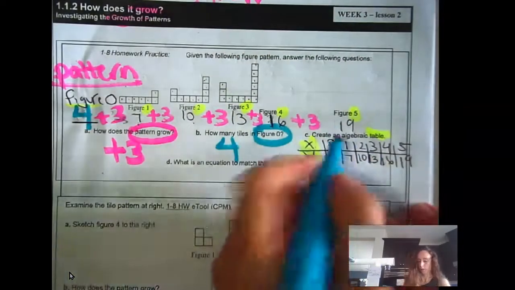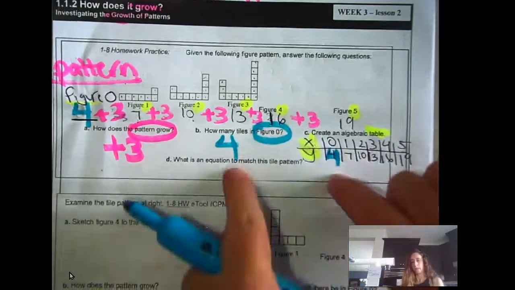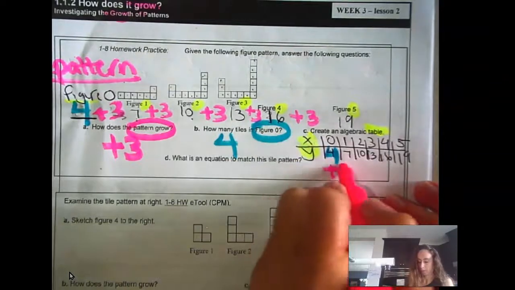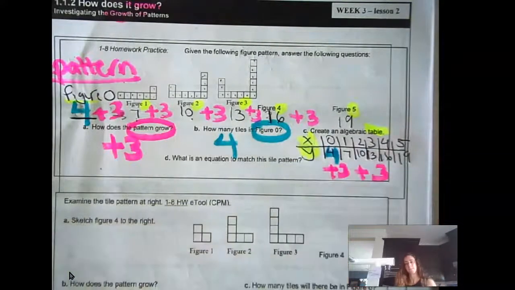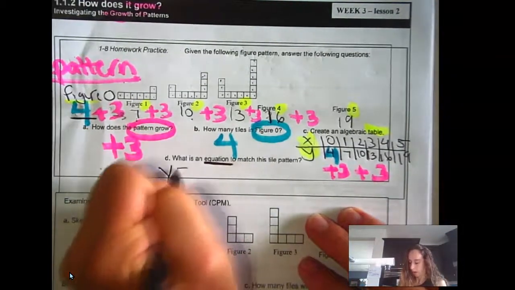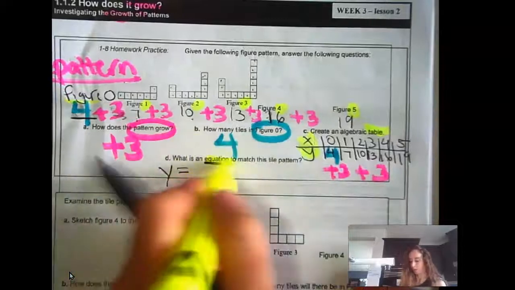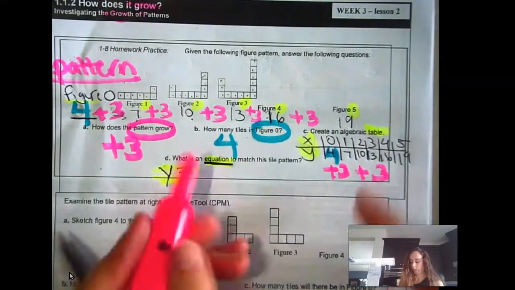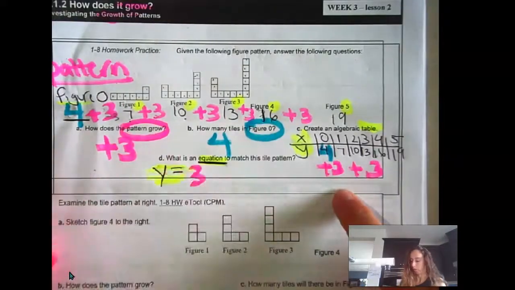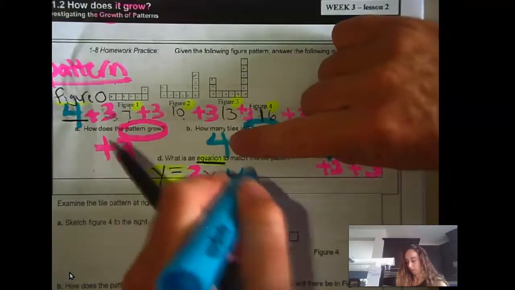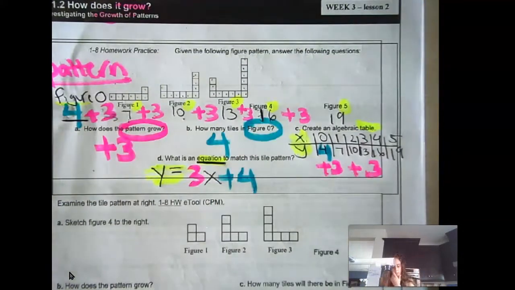Where I have the 4, same. And then I want to show my pattern. Plus 3, plus 3. Last thing they want is an equation. When you see an equation, y equals. And what you're going to do is you take the pattern, x plus 4. Okay?